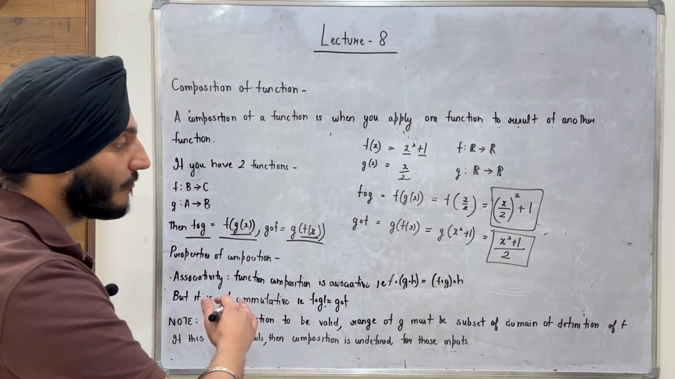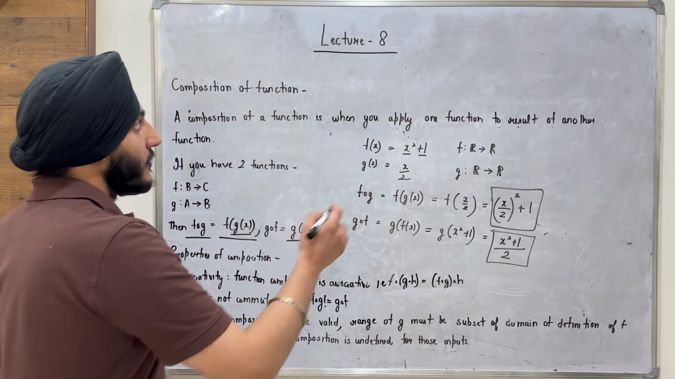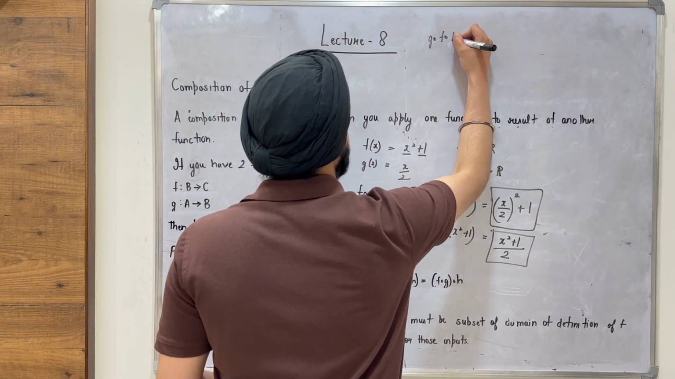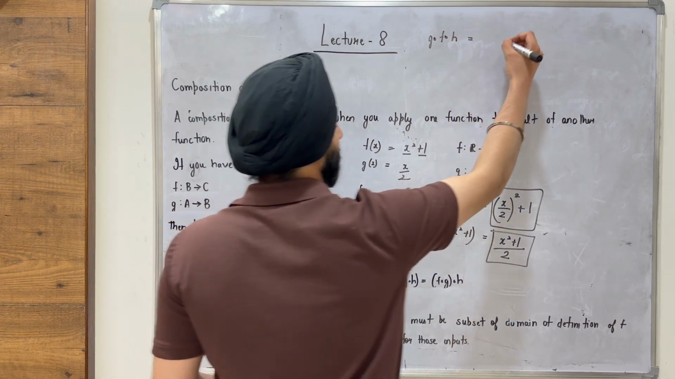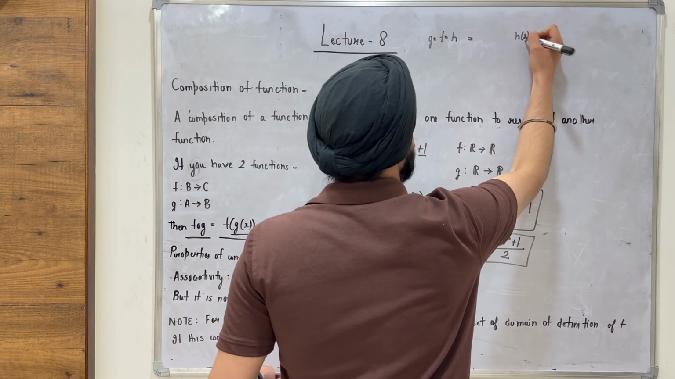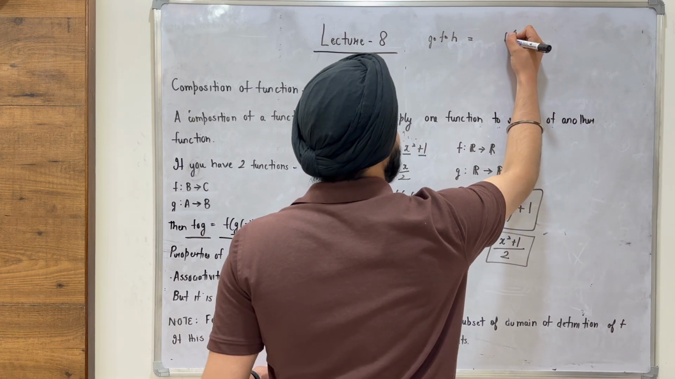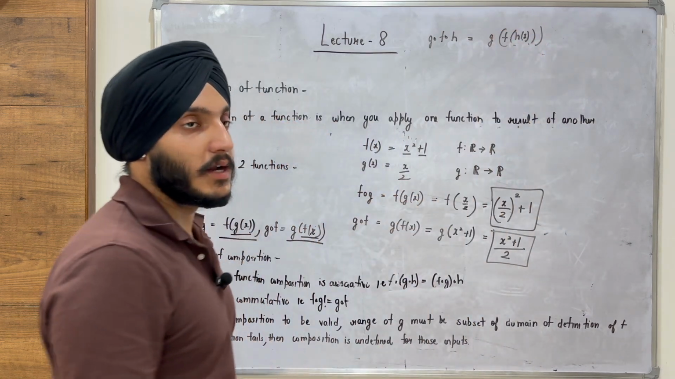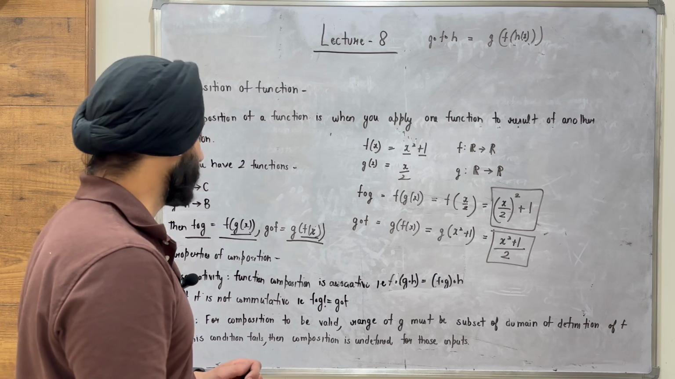And this could go way long, right? So just to give you a quick idea, let's say I had GOFOH. What this means is solve h(x) first, input that value into this function f. Whatever value you get, input that into g, right? So I hope you understand how this works.